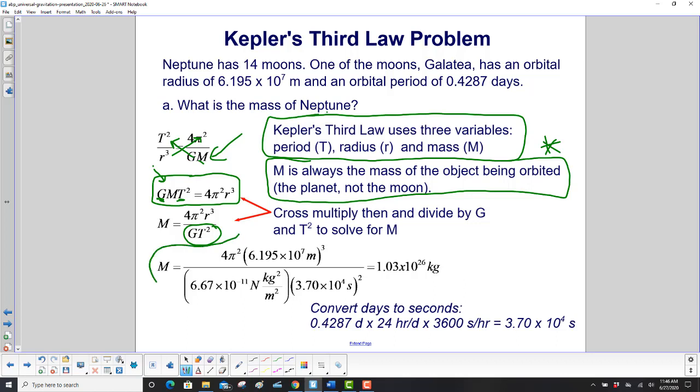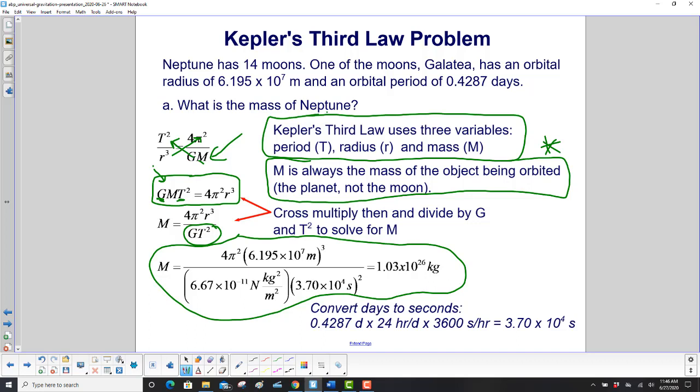And now, sorry about this calculation. This is where a calculator comes in very handy. You have to plug all these numbers in. So I do recommend doing this a couple times just to check your answers. And then you wind up with 1.03 times 10 to the 26th kilograms.